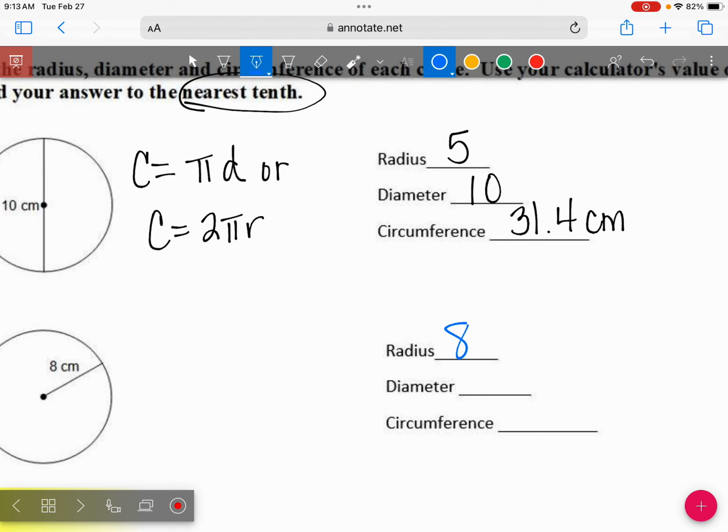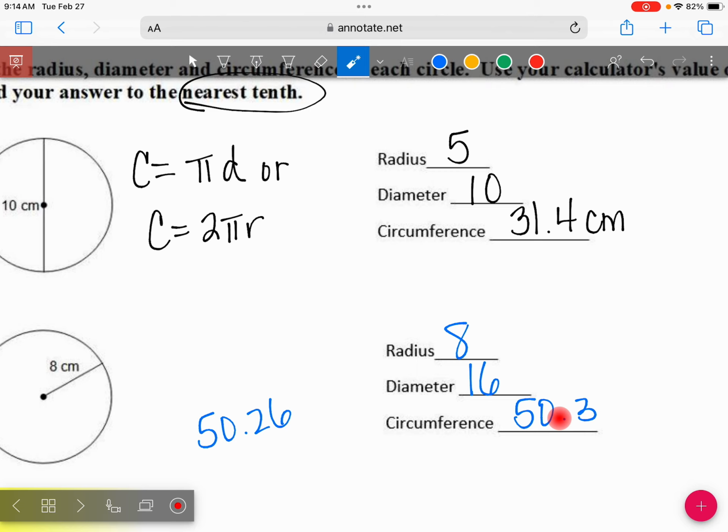Okay, so Jaden, what did you write for your diameter? 16, because it's double. So to find your diameter, you multiply the radius by 2, which gives you 16. And then you can either take 16 times pi, or you could take 2 times pi times 8. And you should get 50.3. Who got 50.3? So it's 50.26, but because the next number is more than 5, that rounds that 2 up to a 3. All right, who had all 3 of those?